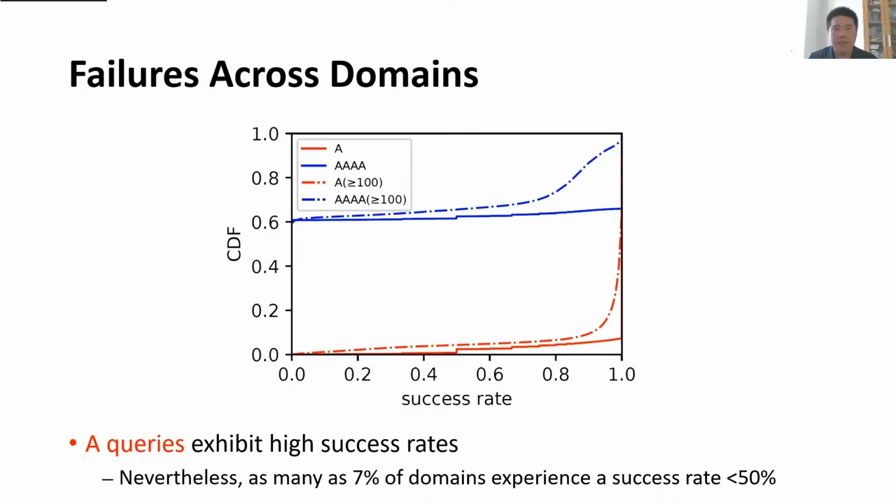To eliminate the impact of low-frequency domains on the results, we filter out domains that issue fewer than 100 requests and use the remaining domains to plot the dashed dot lines. You can see that A queries exhibit high success rates. Nevertheless, as many as 7% of domains experience a success rate lower than 50%. Given that we have removed the failures caused by NX domains, the result suggests that problems with the DNS infrastructure do impact users when visiting these domains.